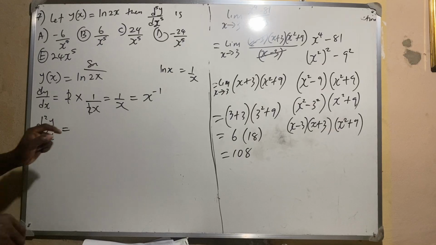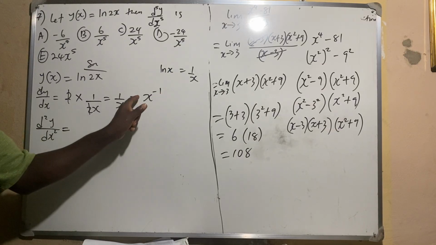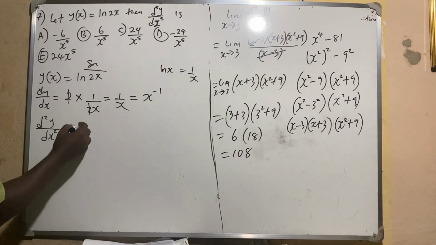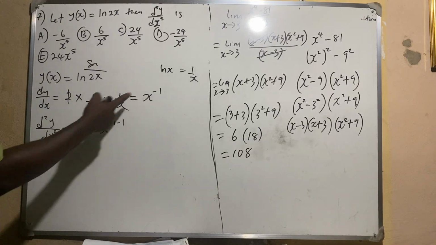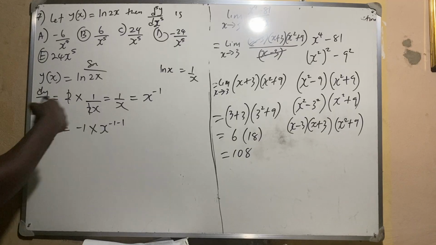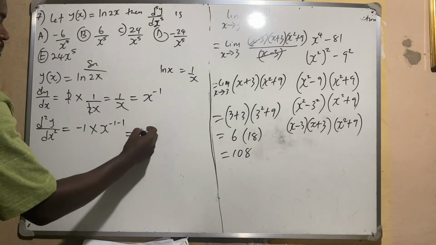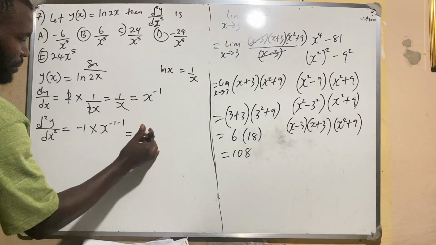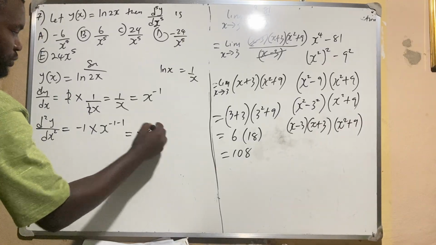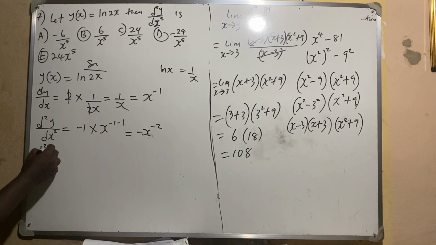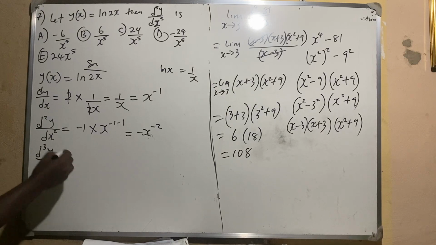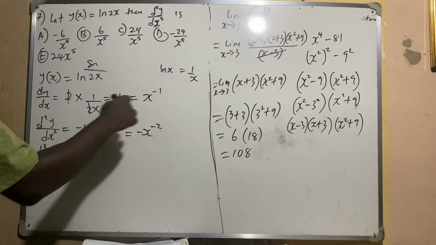The second one: differentiation of something that has a power means multiply by the power and remove 1 from the power. So I'm going to say minus 1 times x raised to the power minus 1 minus 1. I have multiplied by that minus 1 and subtracted 1 from the power. So I'm going to have minus 1 or minus x raised to the power minus 2. There's nothing like minus 1 x, so you just say minus x raised to the power minus 2. Now the third one, d cubed y over dx cubed, is equal to what? Multiply by the power again, remove 1 from the power.